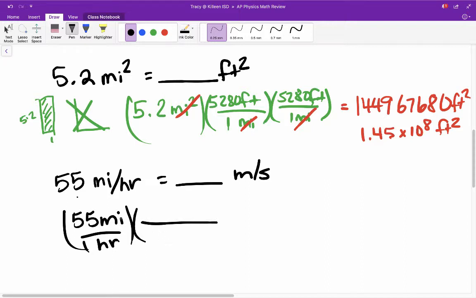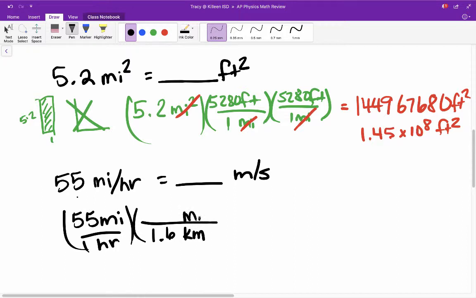So I want to get rid of my miles, and I want to turn it into meters. Do I know how many meters are in a mile? I actually do. There's 1,609. But let's pretend I don't know that. But I do know there's 1.6 kilometers in a mile.